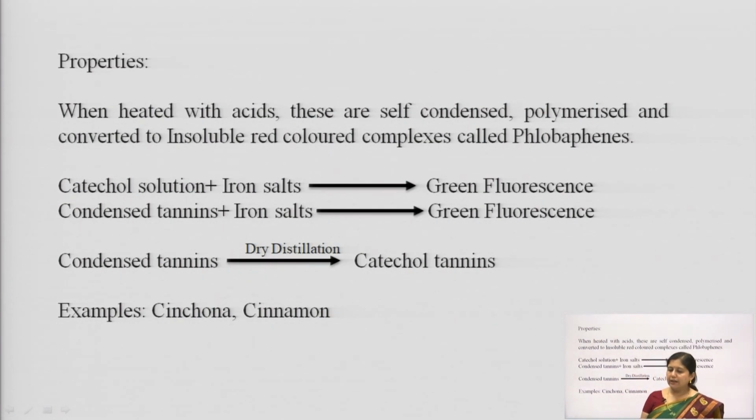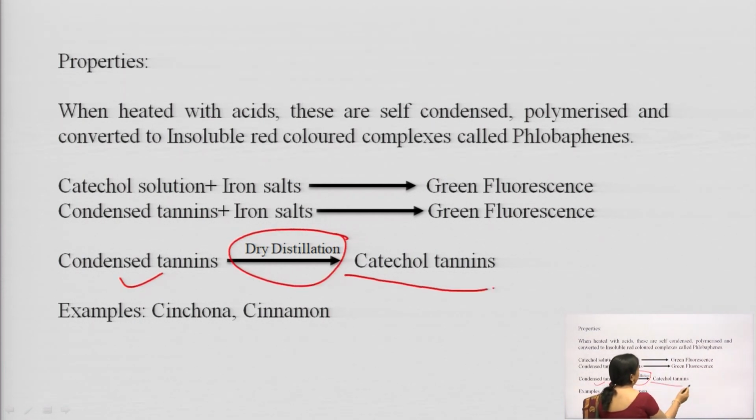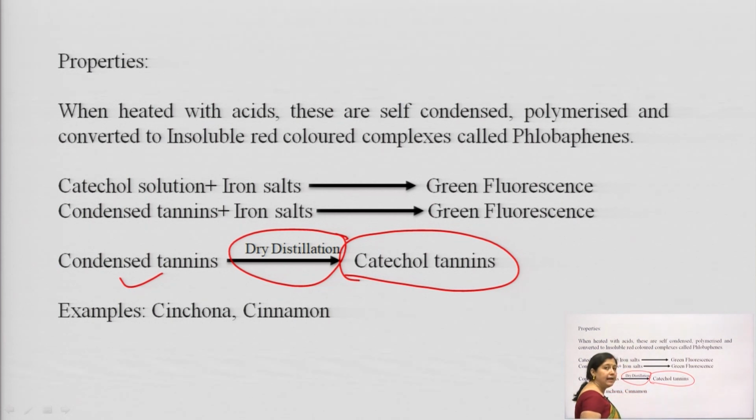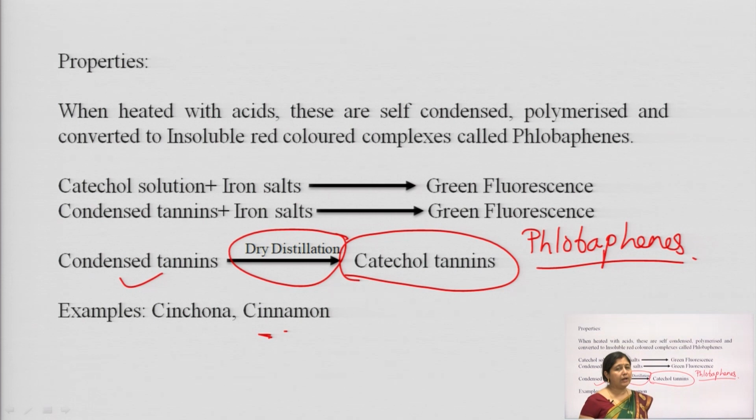Now, in condensed tannins, when we perform dry distillation, they produce catechol tannins. They are generally not gallic acids or pyrogallols, but they are the decomposed products. They generally decompose to produce phlobaphenes. Such compounds are known as the condensed tannins.